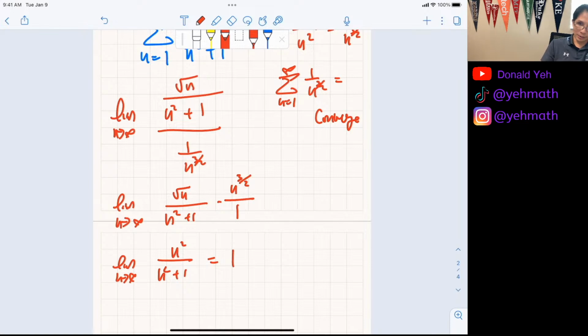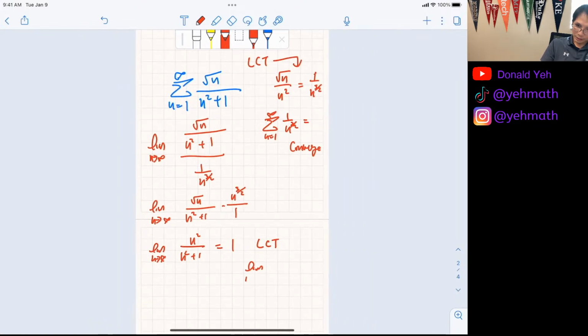L means the LCT says the limit... oh no, sorry, not LCT, but it's LCT, the summation from n equals 1 to infinity of square root n over n squared plus 1 also converges, due to LCT, because you compare with 1 over n to the 3 over 2. n to the 3 over 2 is a p-series, and we have to say this is a p-series, that's why it converges.